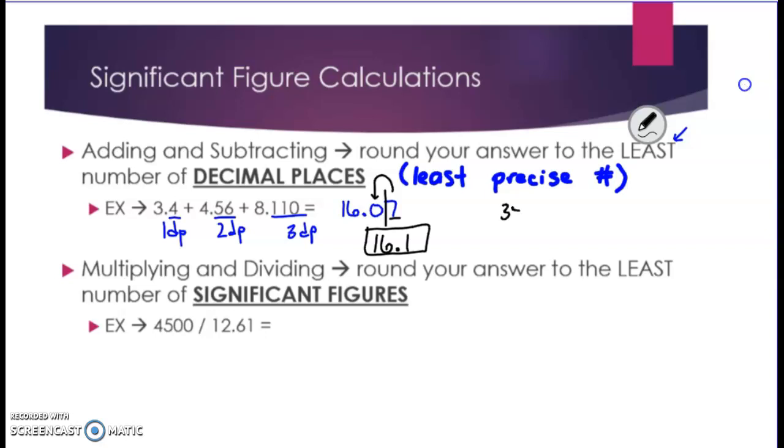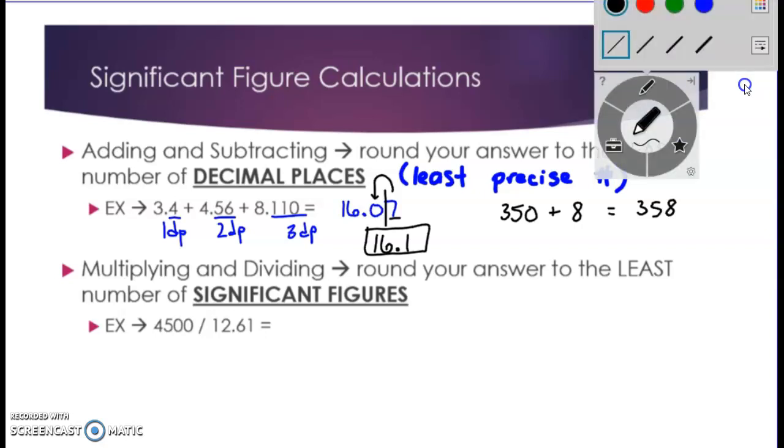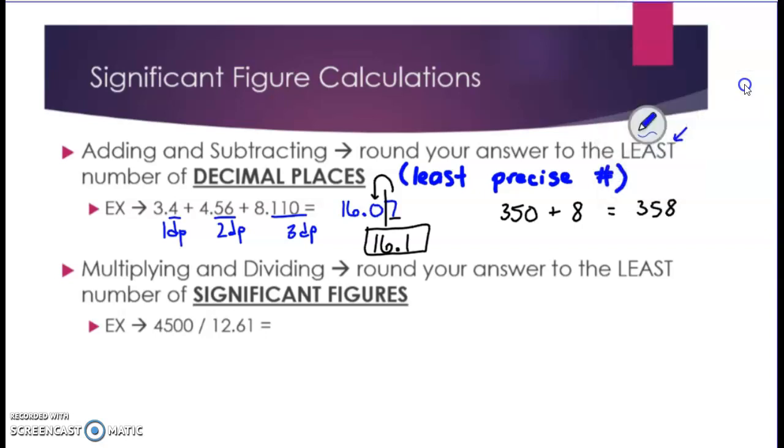Let's do a second example here. Let's say that you were asked to add together the numbers 350 plus 8. We know that this is 358. It's a pretty simple math calculation. Let's look at our decimal places, or our least precise number. So when I look at my 350, I know that 0 doesn't count as a sig fig based on the previous slide.